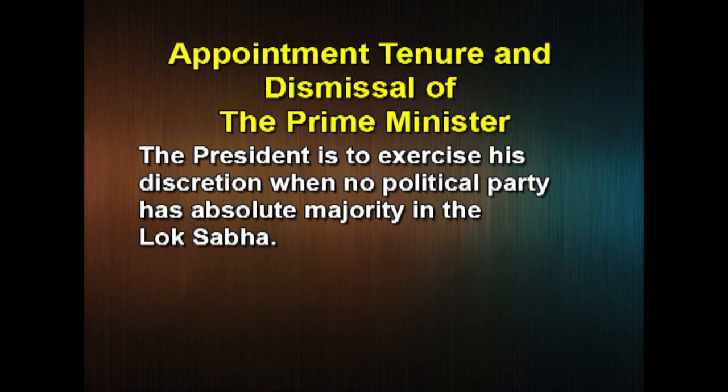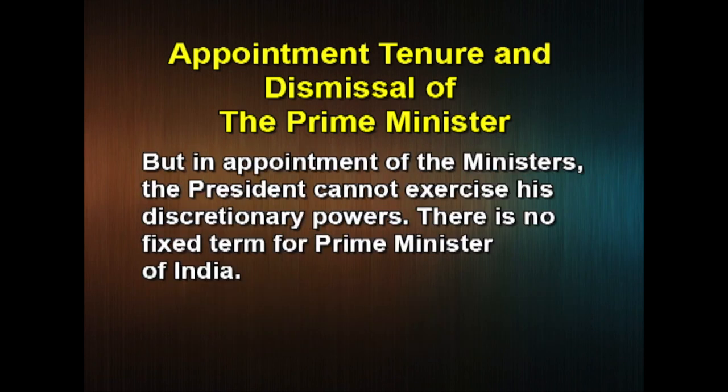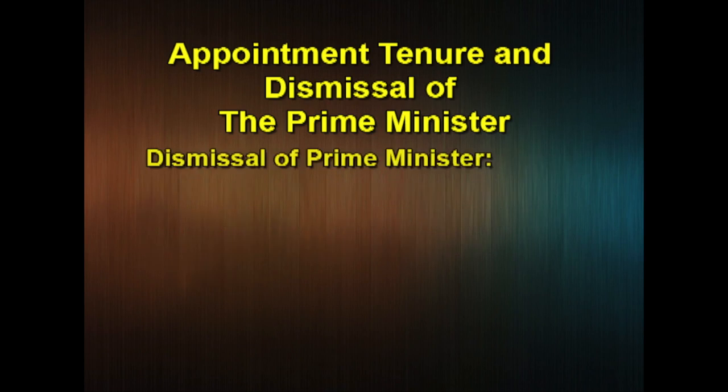But the President is to exercise his discretion when no political party has an absolute majority in the Lok Sabha. Other ministers in the Council of Ministers are also appointed by the President on the advice of the Prime Minister. But in the appointment of ministers, the President cannot exercise his discretionary powers. There is no fixed term for the Prime Minister of India.